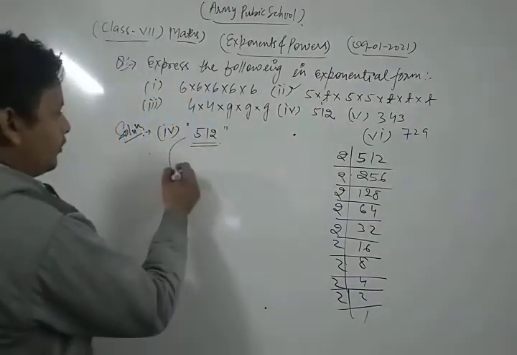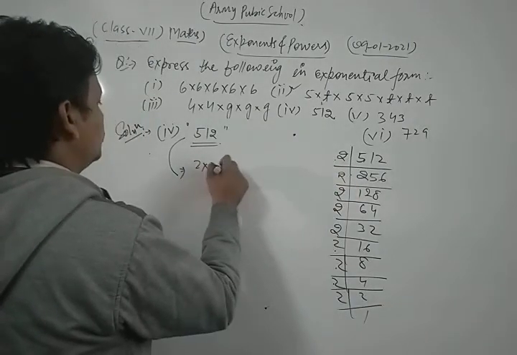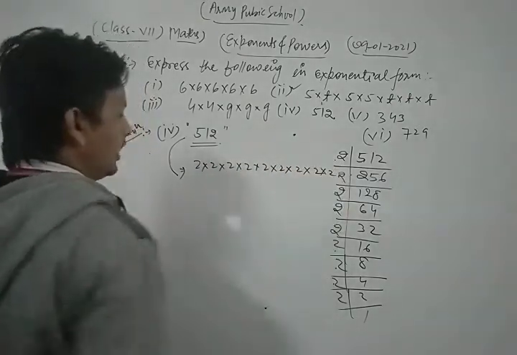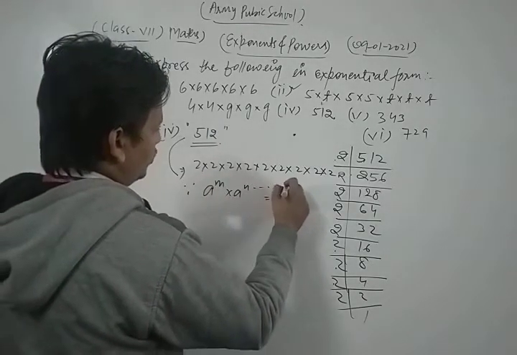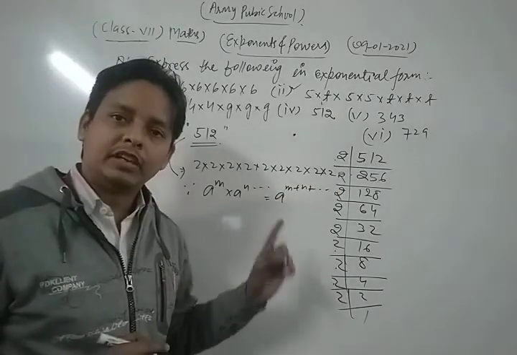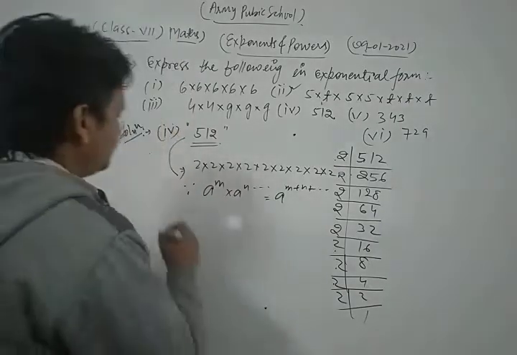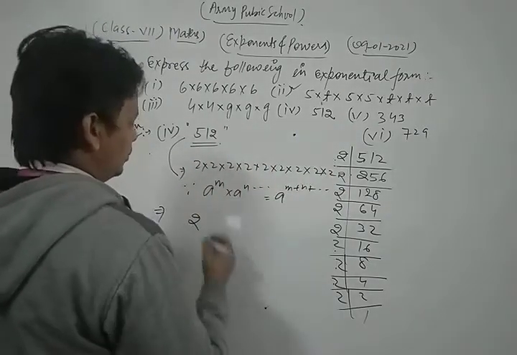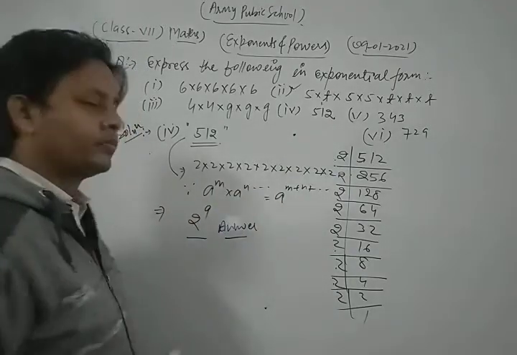After that we can write 2 into 2 into 2, nine times. Now since we know that a to the power m into a to the power n and so on is known as a to the power m plus n and so on, we apply that law of exponents. It means when the bases are the same, the powers are added. Now we get 2 to the power 1 plus 1 plus 1, up to nine terms. So here we write 2 to the power 9. This is the required exponential form of the given question.